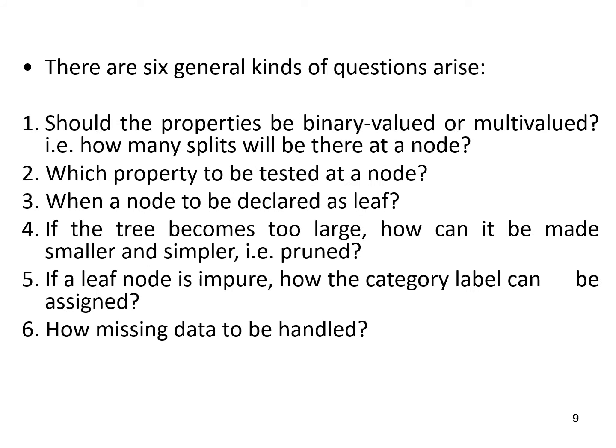There are six general kinds of questions that arise. First one, should the properties be binary valued or multi-valued? That is, how many splits will be there at a node. Second one, which property to be tested at a node. Third one, when should a node be declared a leaf? Fourth one, if the tree becomes too large, how can it be made smaller and simpler, that is, how can it be pruned. Fifth one, if a leaf node is impure, how the category label can be assigned. And sixth one, how the missing data can be handled.